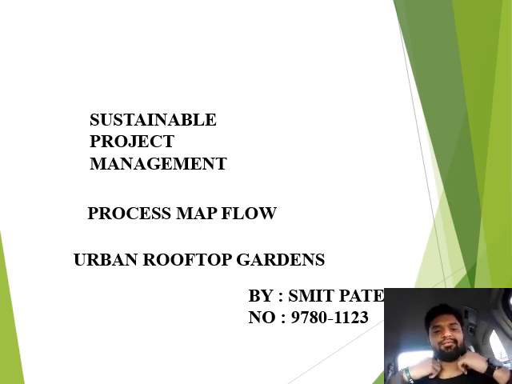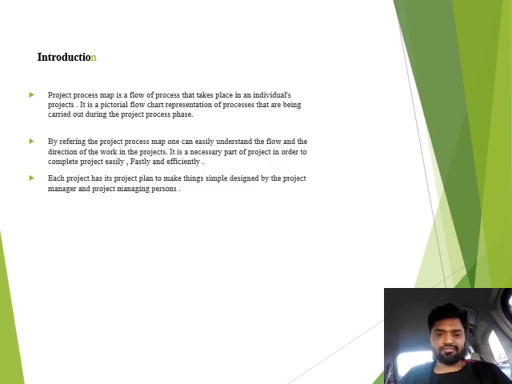Today I am here to present my process map flow video. My topic is urban rooftop gardens. Urban rooftop gardens are gardens which we create on our roofs to counter the pollution in the environment. There is so much pollution today, so we need to do something to get fresh air. My project is about getting fresh air in cities where, due to industries, there is so much pollution nowadays. It's a small step towards reducing pollution and creating good air.